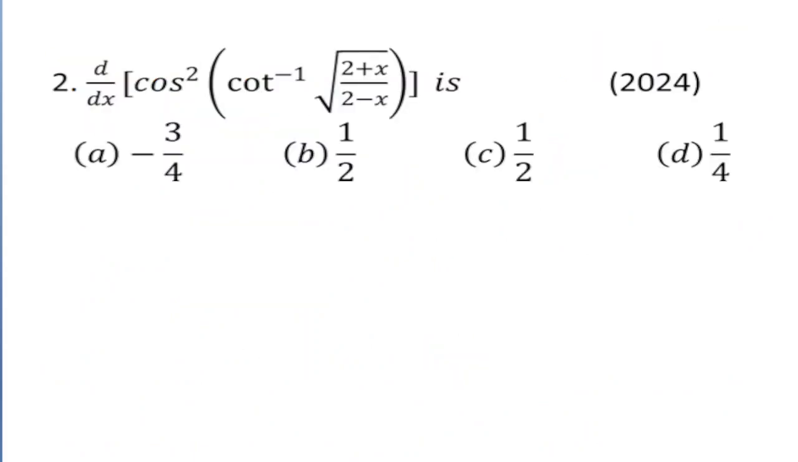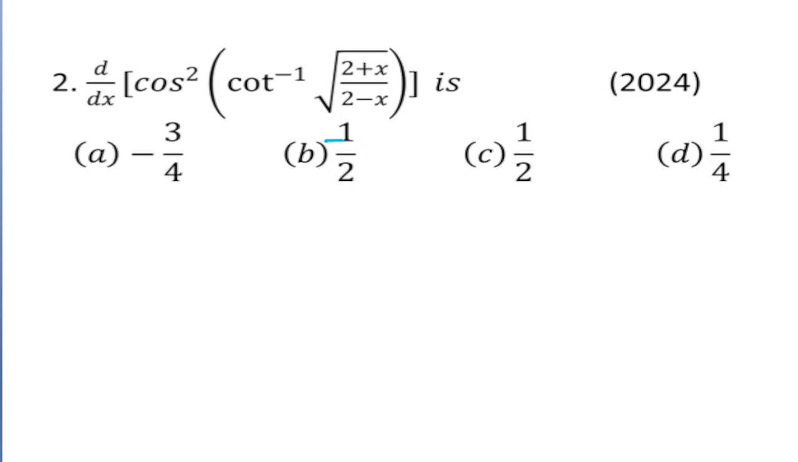Now in the second question, we have the differentiation of cos square of cot inverse of root of (2 plus x) divided by (2 minus x). Here directly you can apply the chain rule. Cos square is there. What does the chain rule say? Differentiate the power, then the base, then the angle, and it goes on. But in this case, see the options given: minus 3 by 4, 1 by 2, 1 by 2. Oh, sorry friends, one of the options is minus 1 by 2: minus 1 by 2, plus 1 by 2, and 1 by 4.